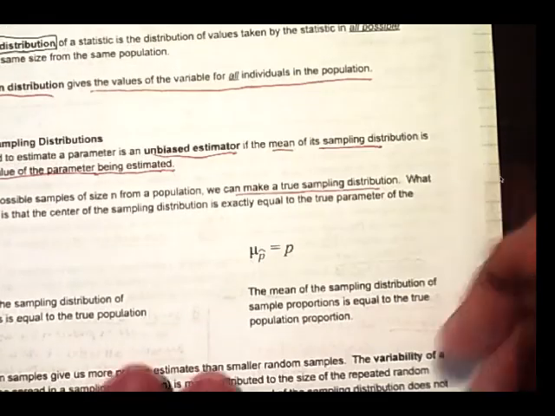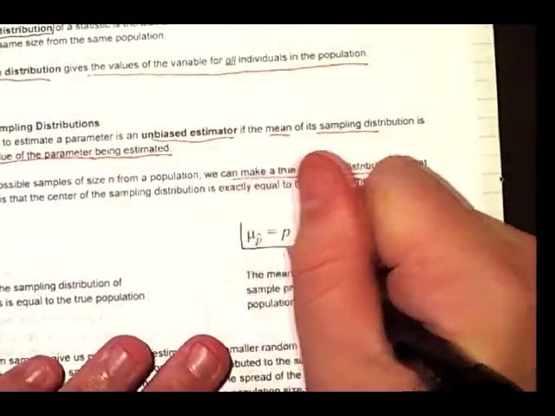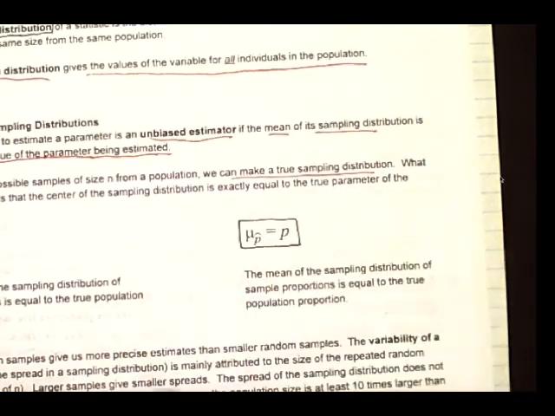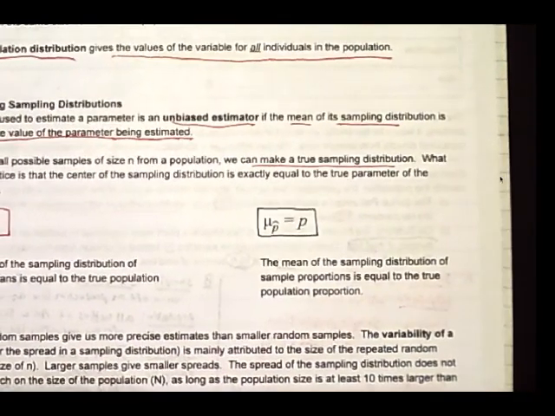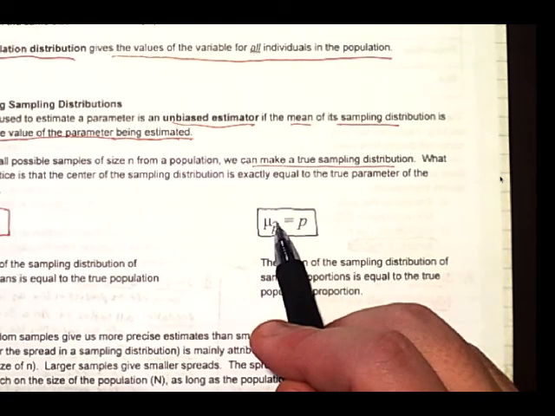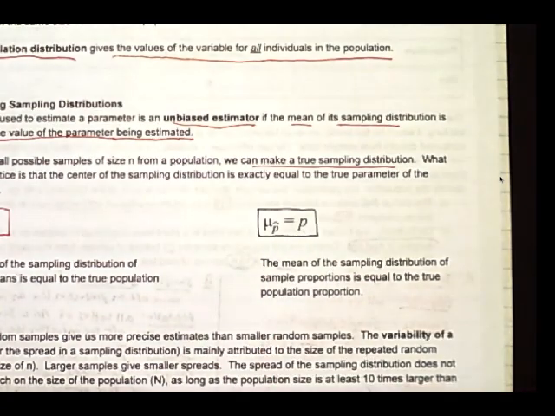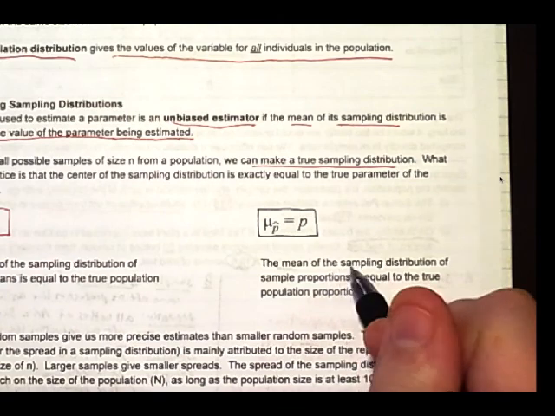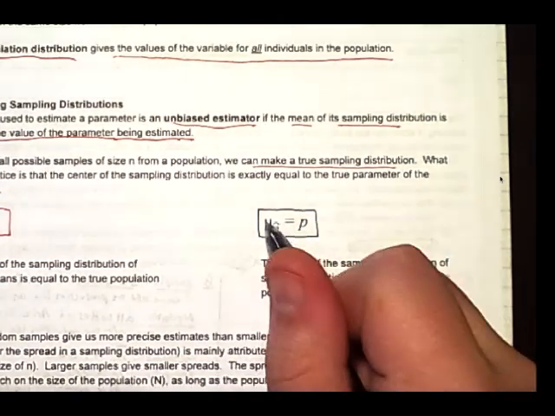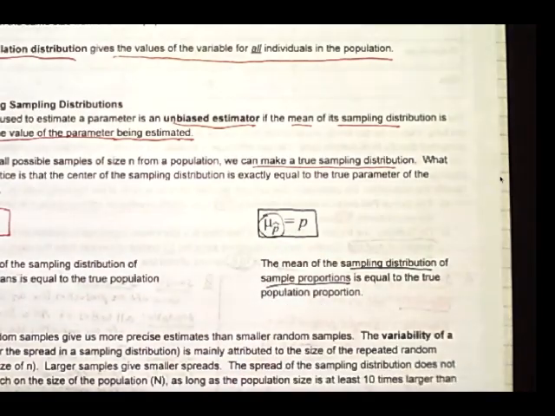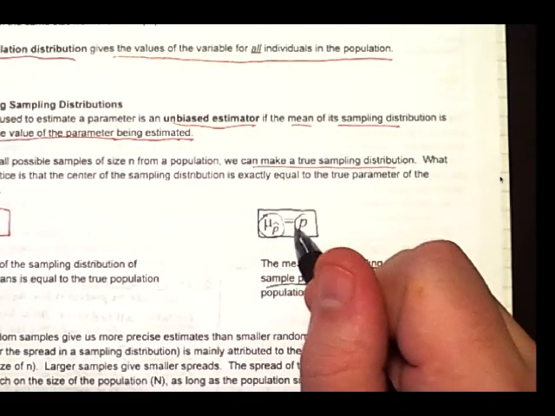So here's the next statement. This says mu of p hat equals rho. This is the mean of the sampling distribution of sample proportions, and it is equal to the true population proportion.